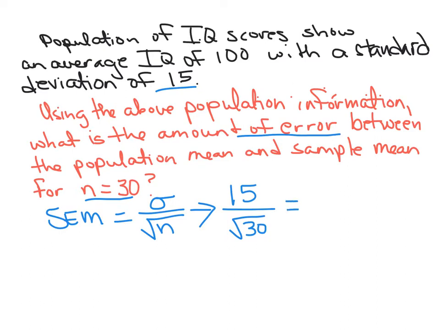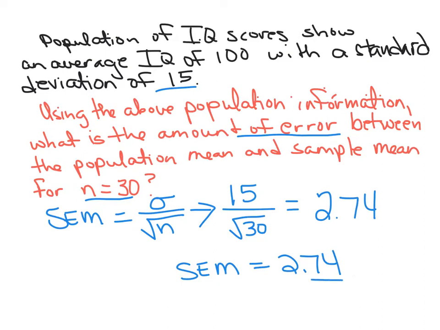So when we plug that into our calculator, 15 divided by the square root of 30, you should be getting 2.7386. That should be rounded to 2.74. So our answer is 2.74. So on your activity, your answer should be SEM equals 2.74, rounded to the second decimal, with our appropriate notation. So that's how statistics should be reported.